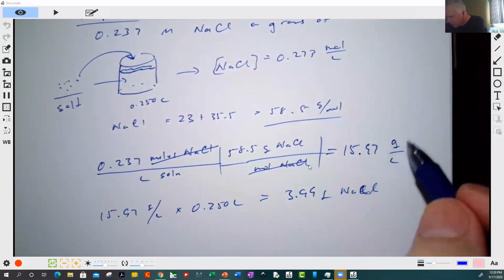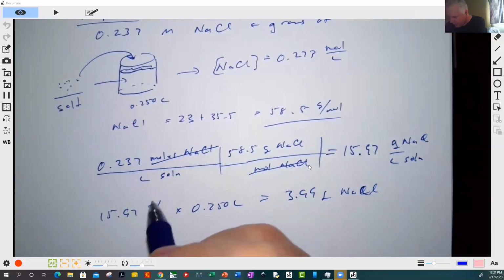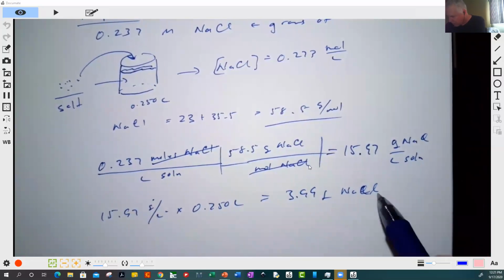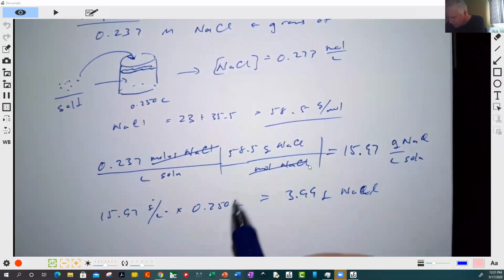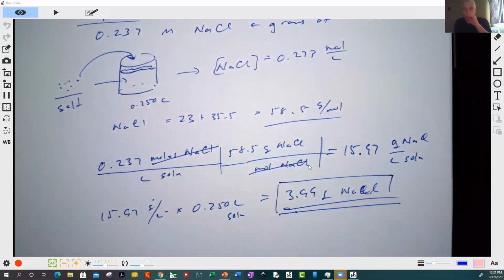Perfect. So I got sloppy here. This is grams of sodium chloride per liter of solution, and then this is liters of solution. So this is the number of grams of sodium chloride that goes in there. Perfect. Okay, good. So you have all the tools you need to succeed. Right?